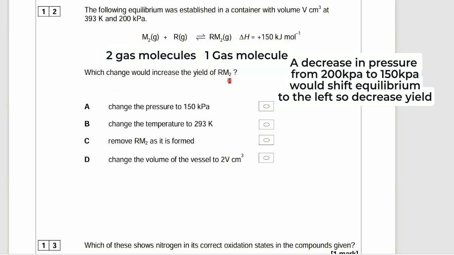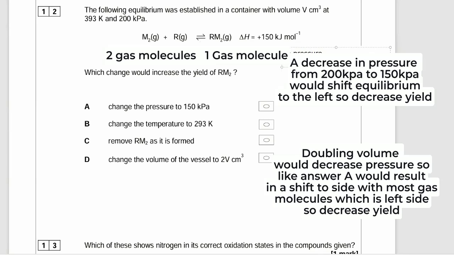Which change would increase the yield of RM2? Well, first of all, let's look. A change in pressure to 150 kilopascals, that'd be reducing the pressure. Well, a decrease in pressure from 200 to 150 kilopascals would shift the equilibrium to the left, which would decrease the yield. Why would it shift it to the left? Because it goes to the side with the least gas molecules.